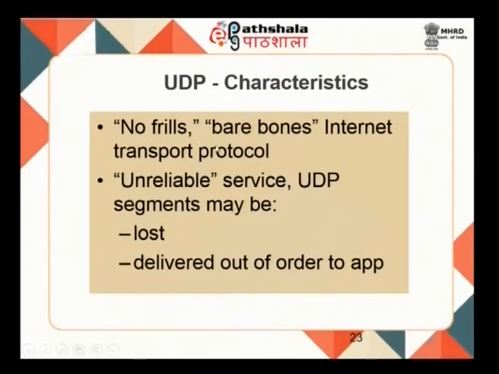So, in terms of the basic characteristics of UDP as such, you can see that it is a very simple protocol, a no frills bare bones internet transport protocol. Absolutely no additional stuff, just the multiplexing and demultiplexing that you expect at the transport layer. And it is unreliable because packets could be lost and they could be delivered out of order to an application. Remember that this does not do any connection establishment. So, all that UDP will do is, the moment it gets a packet from an application layer, it just wraps it up, adds this header, and gives it to the IP layer.